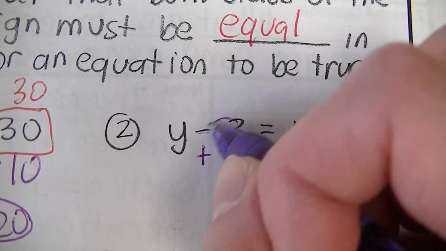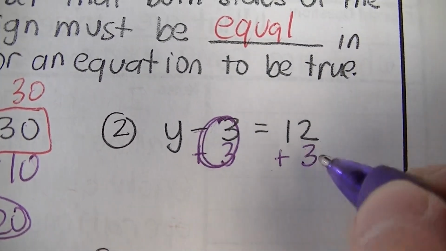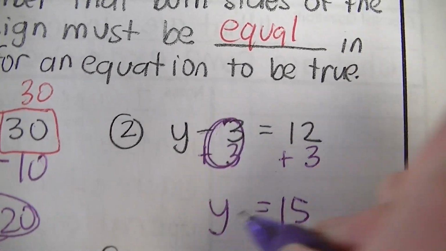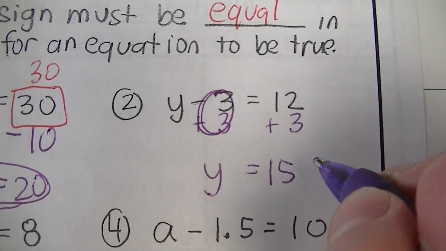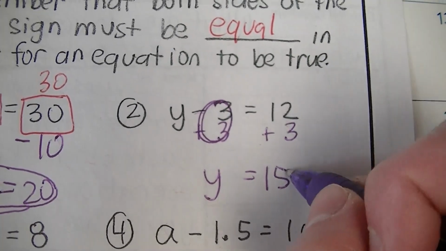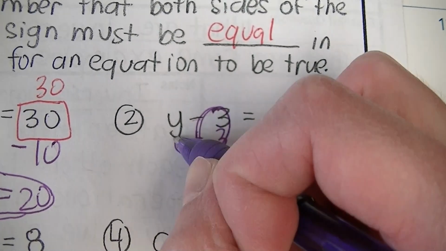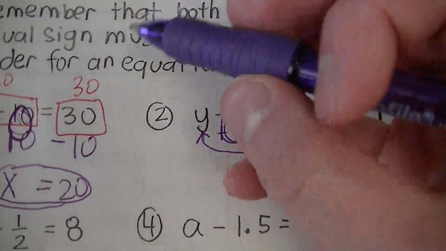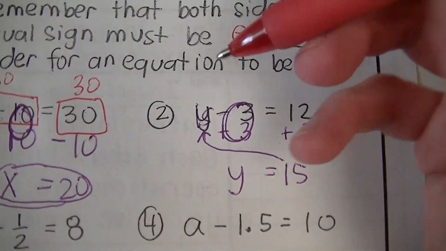Negative 3 plus 3 is 0. 12 plus 3 is 15. The equal sign is still there. The y is still there. Okay, so y is equal to 15. But you want to substitute it in there to make sure you're right. So does 15 minus 3 equal 12? Put it in there. 15 minus 3. Yeah, that side equals 12.